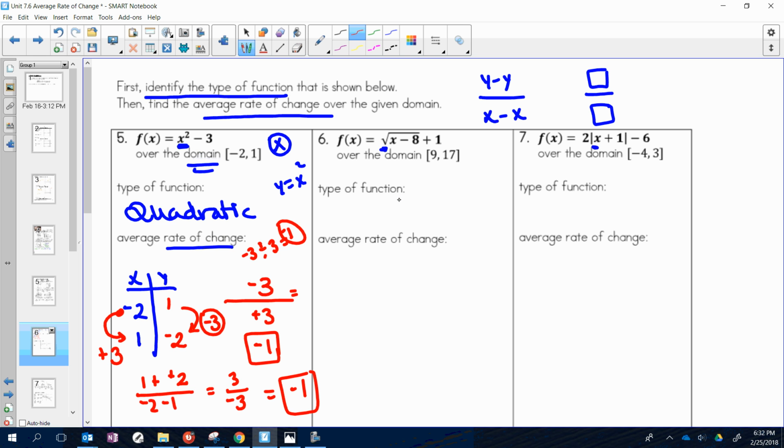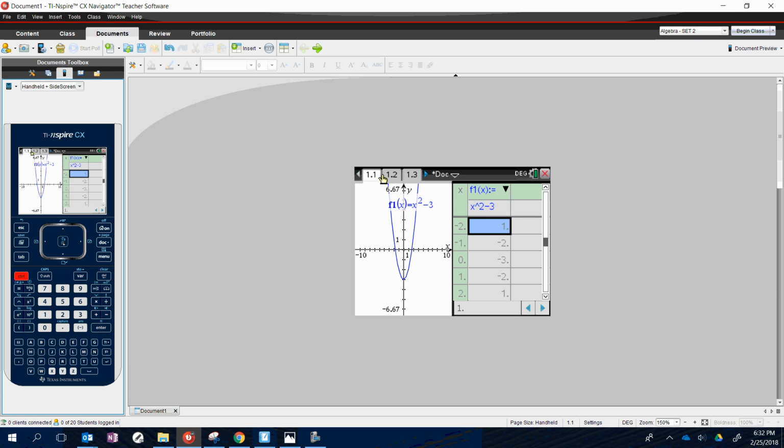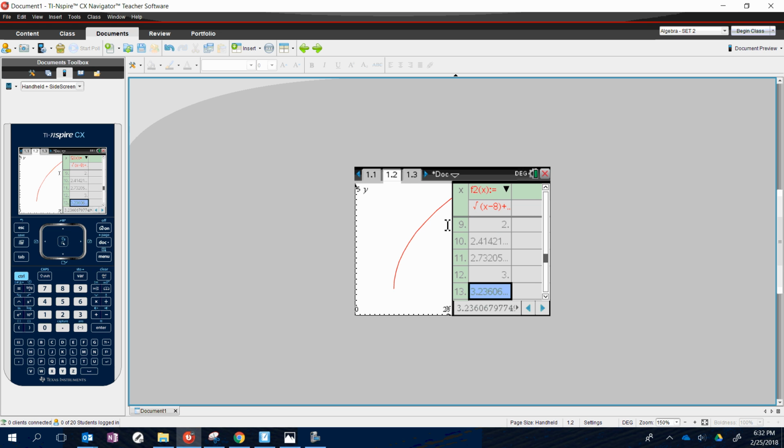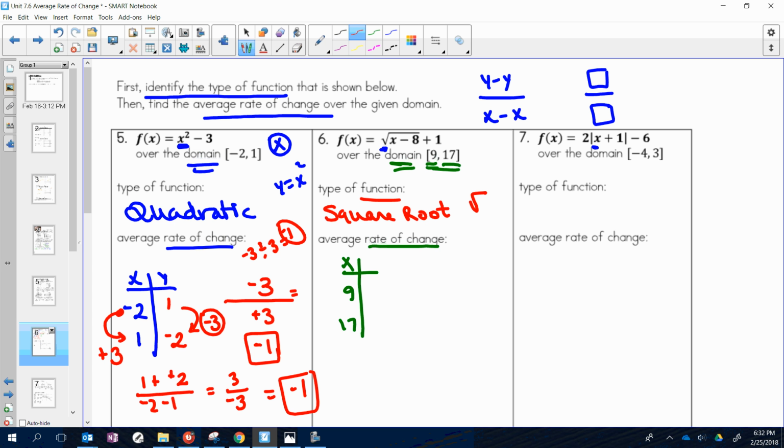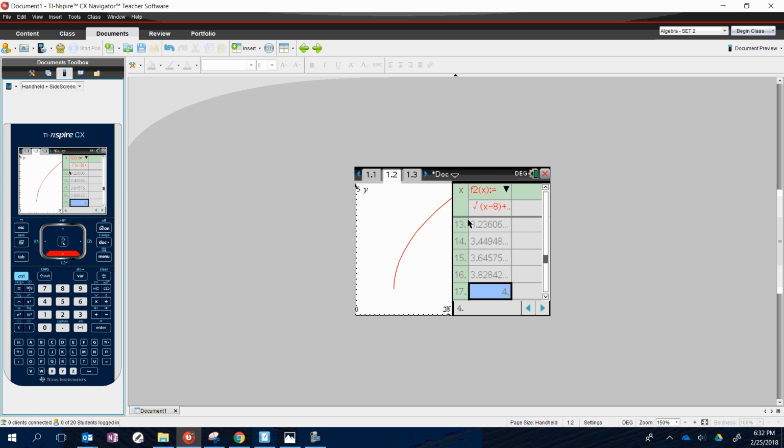Okay, next graph. Type of function? Well, it's a square root function. Very easy to see because I see the square root symbol. I'm looking at my table to get my rate of change. My x's, my domain goes from 9 to 17. I'm going to look at my graphing calculator, the second page. I graphed this already. At 9, it's 2. So this is a 2 in the y column. And 17, I gotta look for 17, huh? Let's scroll down. It's 4.